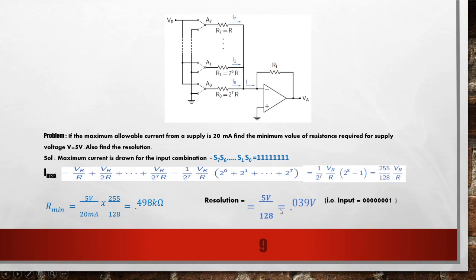Now the resolution is the smallest input voltage which I can measure. Here the smallest input voltage corresponds to, if you put all the values as 0 except the LSB as 1, that's the least significant bit. If you put it as 0, 0, 0, 0, 1, all these will be 0 and there's a 1 there. So the value will be 5 volt by 128.